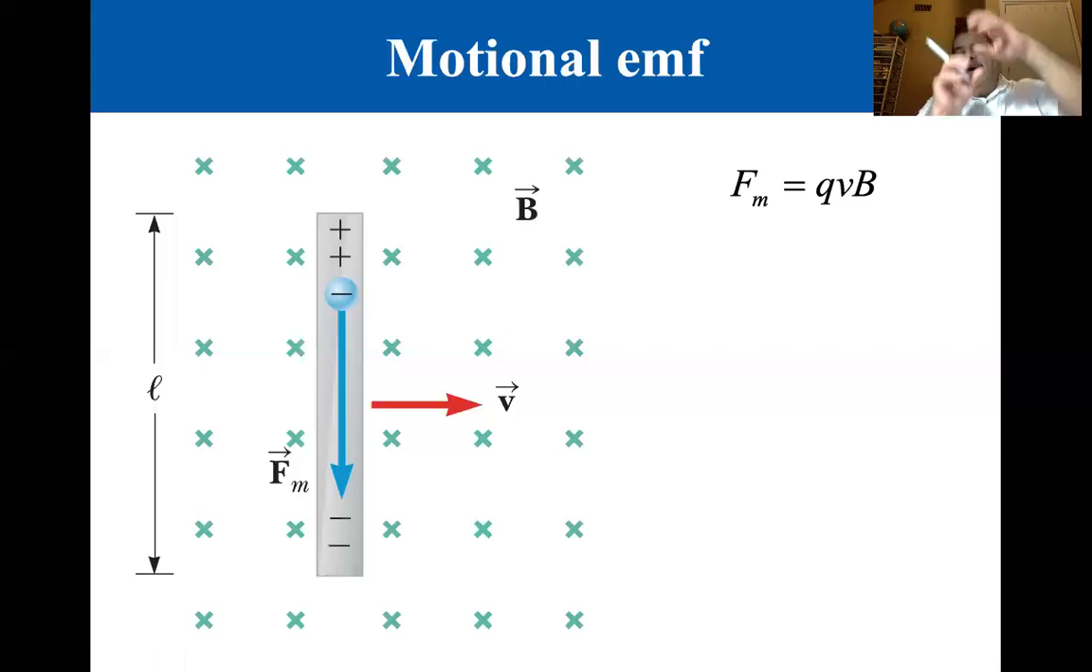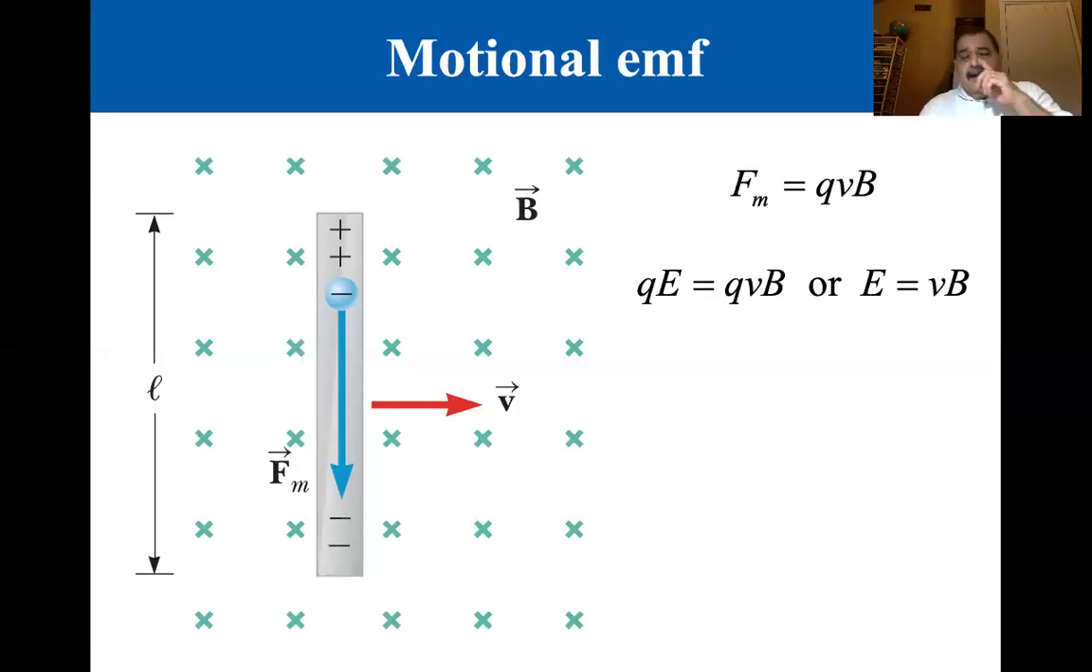Now, after a while, you've got the electrons down here, and you're left with protons up at the top, and so there's an electric field. If you have positives and negatives, you're going to get an electric field. Once things come to an equilibrium, you're going to have QE equals QVB, or E equals VB. The electric field equals VB.